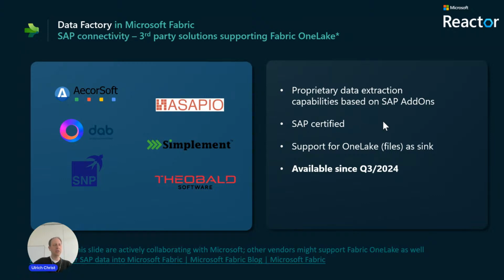Now, how do these solutions work? Well, typically they require an ABAP add-on to be installed on the SAP source system, right? So you basically have some piece of code which the corresponding partner hands out to the customer and which needs to be installed on the SAP server. Once this is done, they add capabilities to get data out of SAP, to get change data out of SAP as well. So CDC is a pattern which all of these sources support: incremental loads, change data capture.